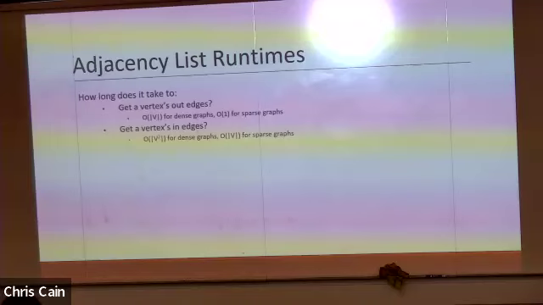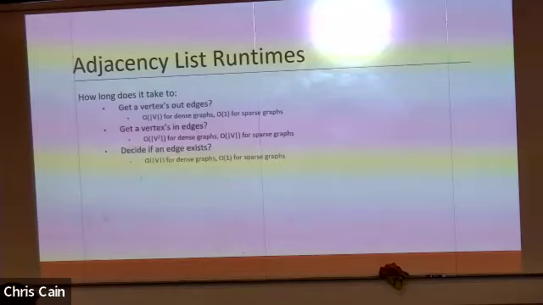Except for dense graphs, we actually have to go through and search every other linked list to see where it appears. So for dense graphs, yikes. For sparse graphs, it's the same as it was for the adjacency matrix. Does that make sense as to why that is? To check if an edge exists, for dense graphs, it's worse. It's linear. But it is constant for sparse graphs.